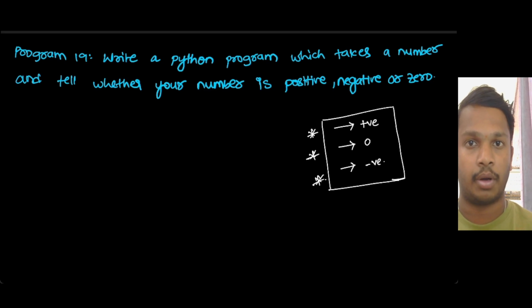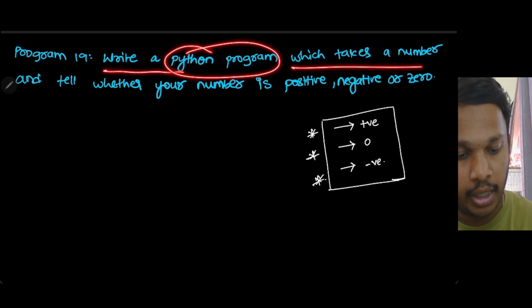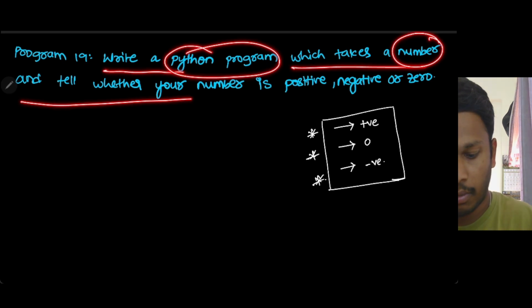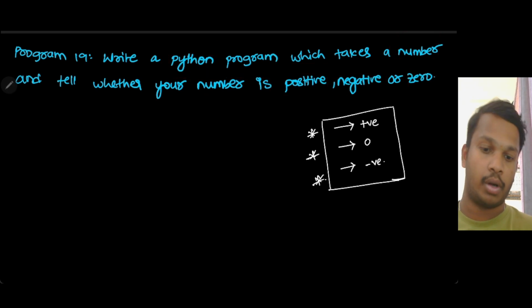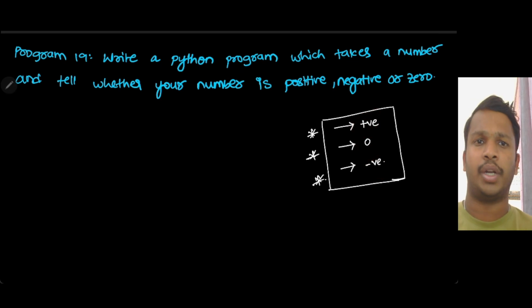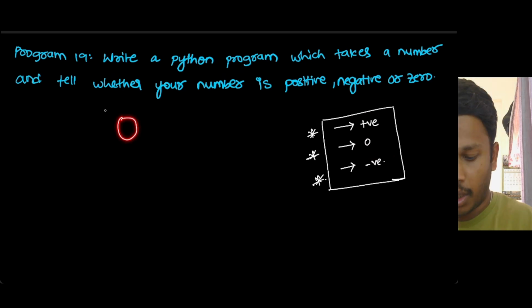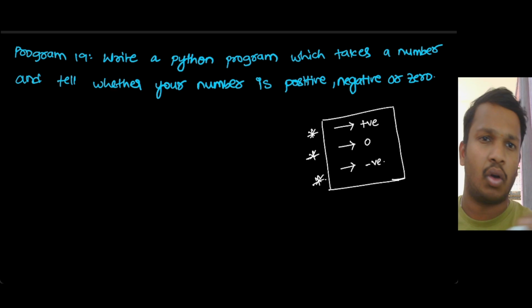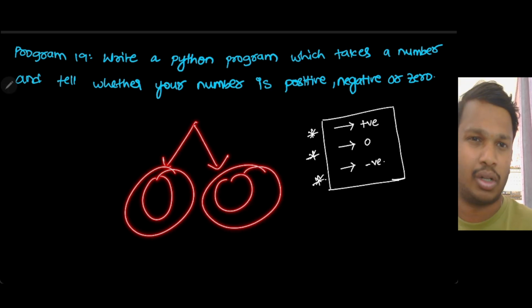As part of our Python programming language series, today we need to write a Python program which takes a number as input and tells whether the number is positive, negative or zero. We need to tell these three cases. And we already know that if we have only one condition, one category, whether to show something or not, then we should use if. If we have two cases, either this or that, any two cases, we use if else.